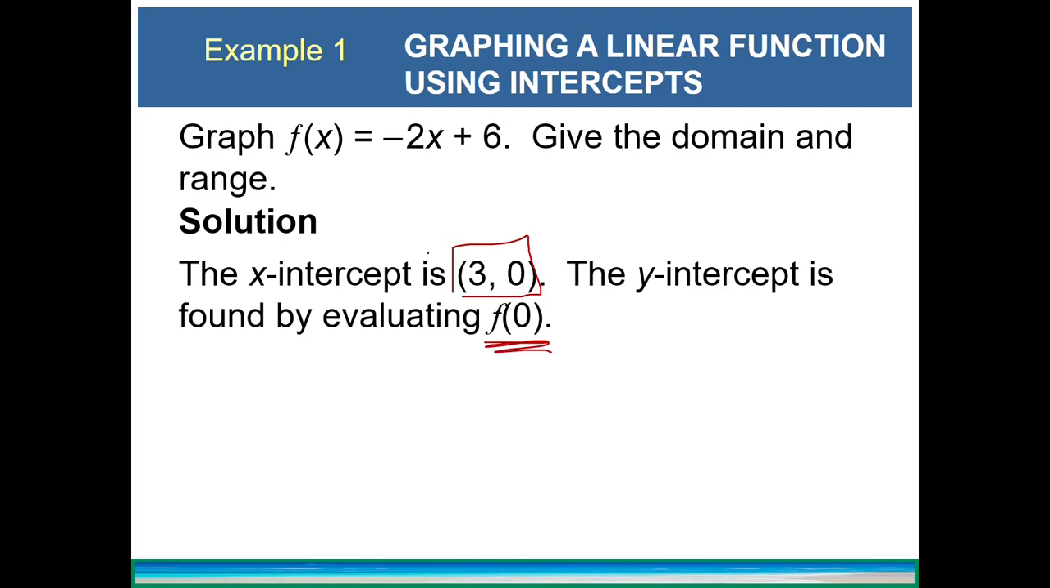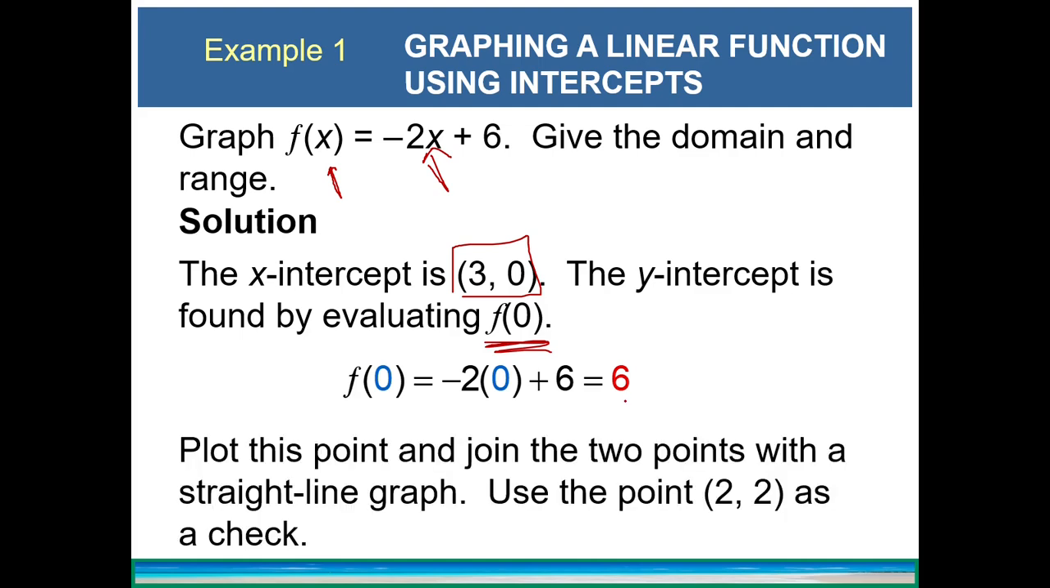To find the y-intercept, we have to find the value of f of 0. So we're going to plug in a 0 into the function value for the x. So f of 0 equals negative 2 times 0 plus 6. Simplifying this, we get 6. Now, the y-intercept is going to be the point 0, 6.